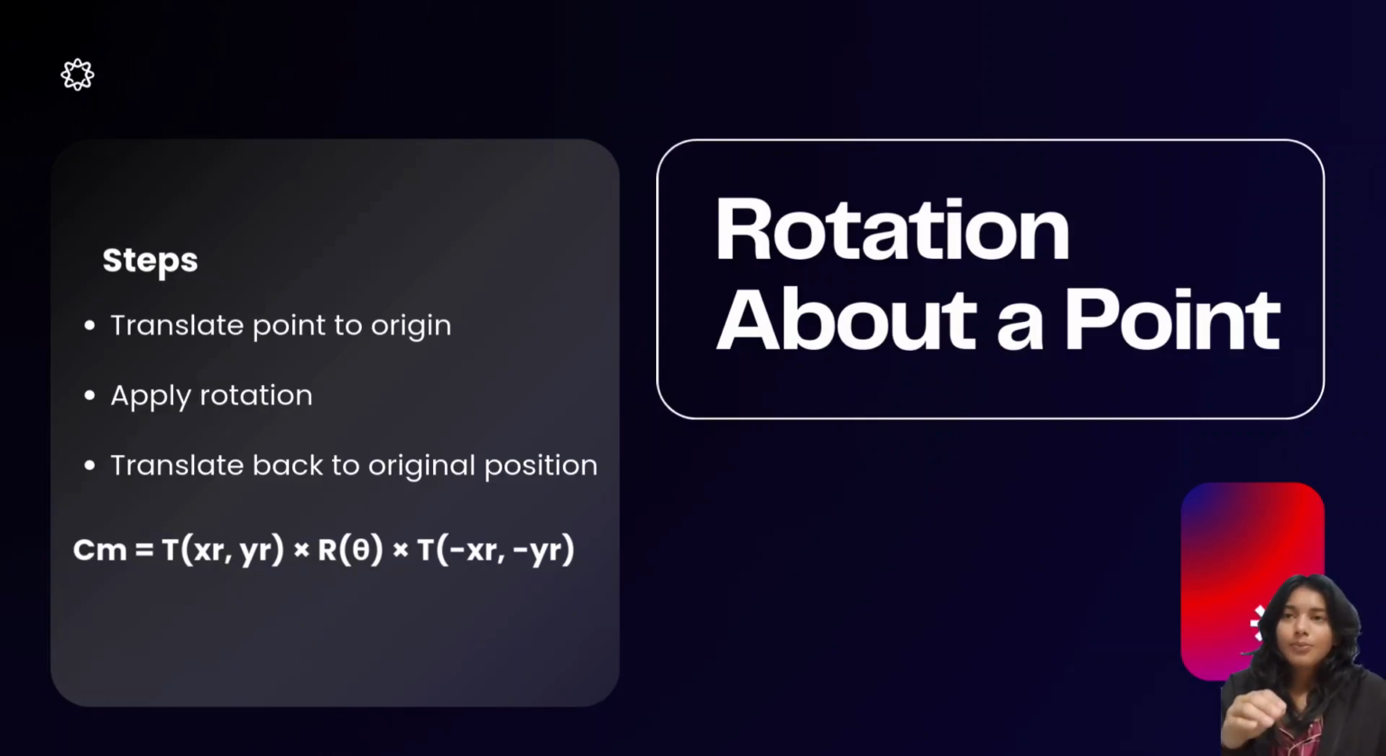We usually write translation in positive, but here we are putting the object into the origin, then applying rotation. We are translating the point to origin, then applying rotation, then translating back to original position. So we are coming back. So we will put the minus in the translation.